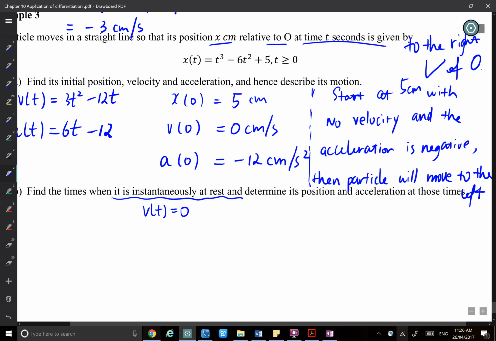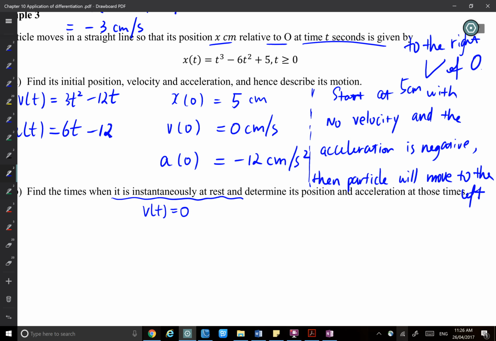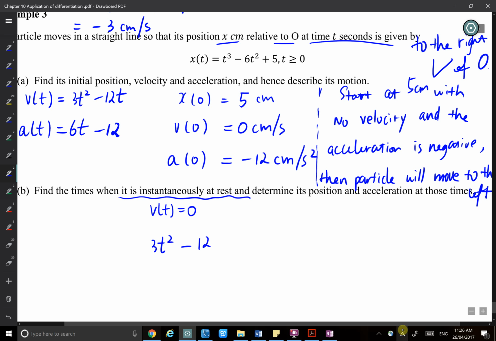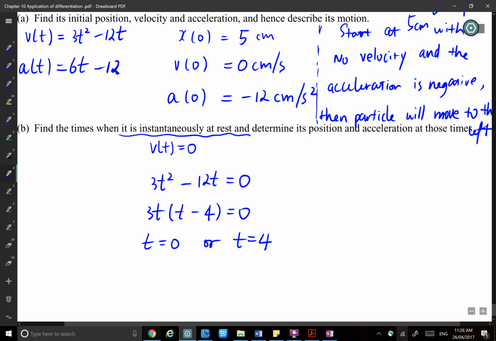I'll just need 1 minute to finish up that. So instantaneous rest is v(t) equals 0. So you want that equal to 0. That's 3t(t minus 4) equals 0. t equals 0 or t equals 4. At those 2 times you have instantaneous rest.